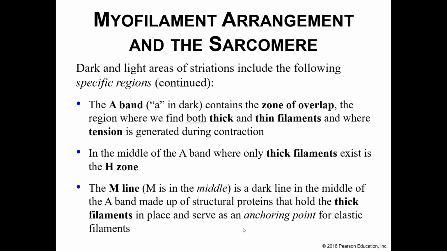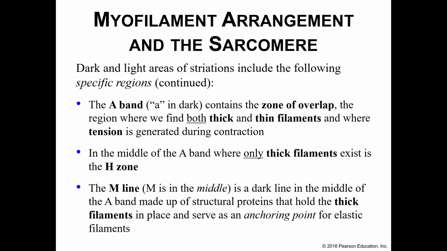Now, we had a light band. Now I've got a dark band, our A band. This contains quite a few things. We've got quite a few things going on in our A band. It's kind of busy. There is a zone of overlap where you find both thick and thin filaments. Where thick and thin filaments overlap is where you can generate tension and muscle contraction. If thick and thin filaments don't overlap, it's really hard to do contraction, because thick filaments pull on thin filaments.